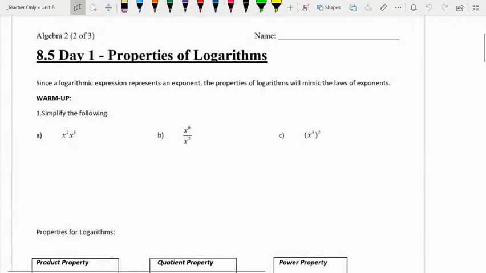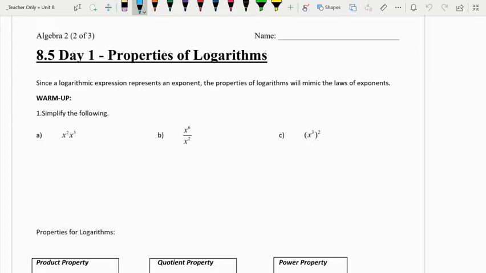All right, for 8.5 day one, we are going to start with some properties of logarithms. What I would like for you to do is look at numbers 1, A, B, and C, so the letters, I should say, as a warm-up. Go ahead and pause your video and get started, and then we'll go over those.